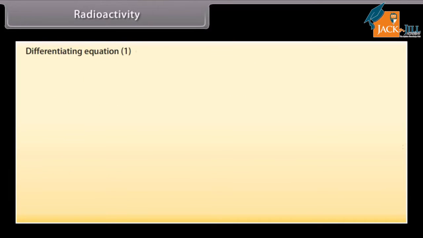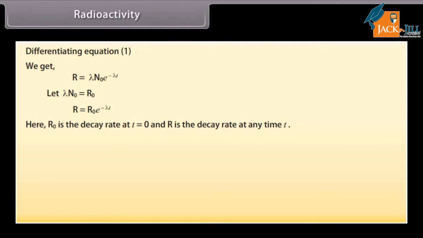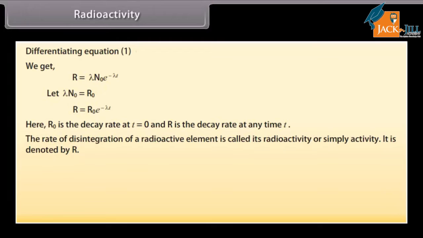Differentiating equation 1, we get R = λN0 e^(−λt). Let λN0 equal R0. Then R = R0 e^(−λt). Here, R0 is the decay rate at t = 0 and R is the decay rate at any time t. The rate of disintegration of a radioactive element is called its radioactivity or simply activity. It is denoted by R.